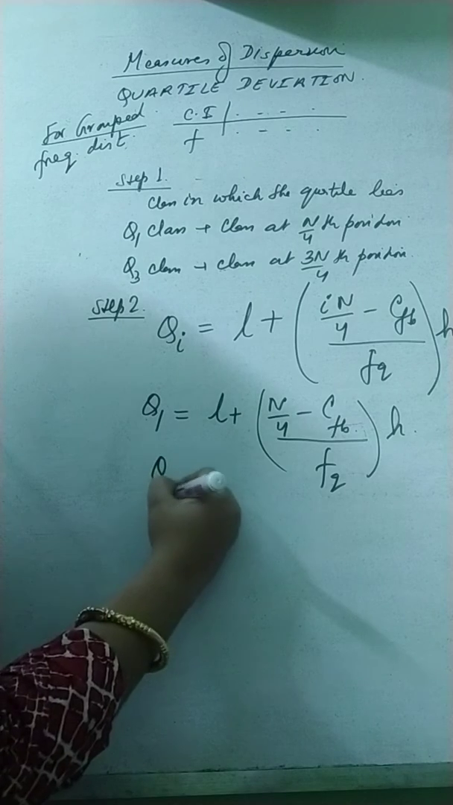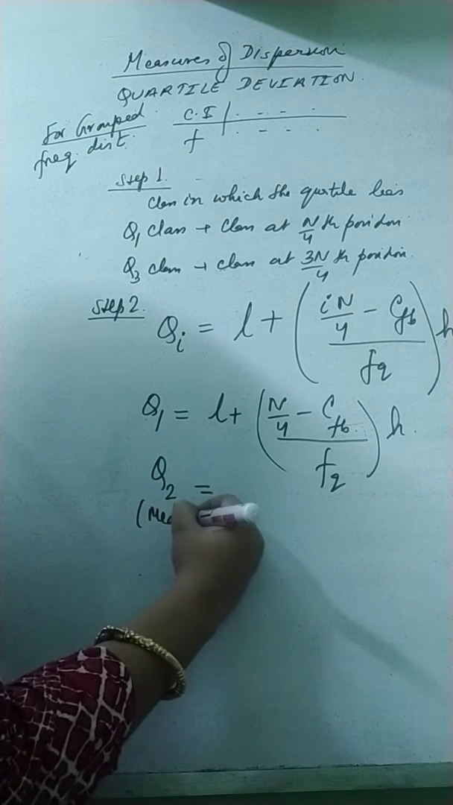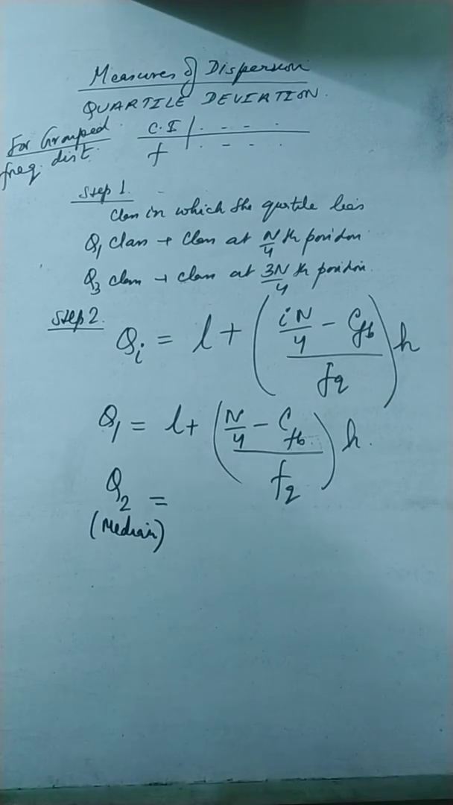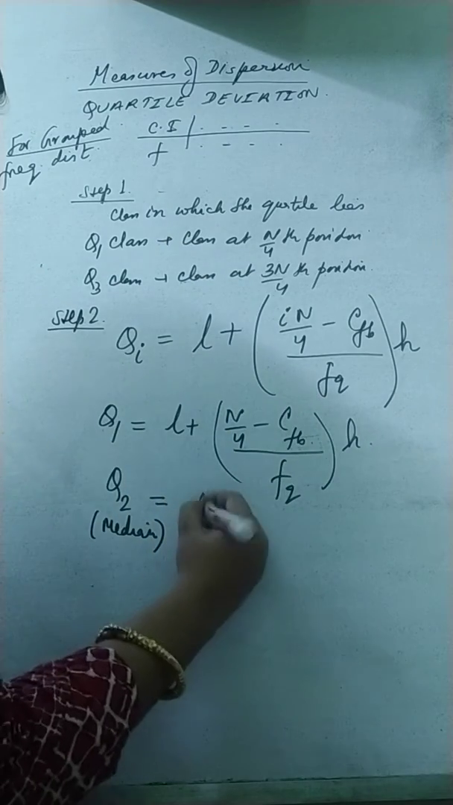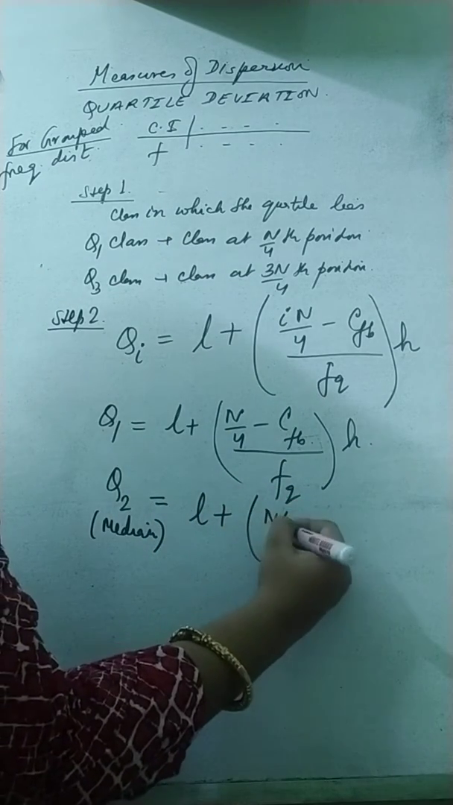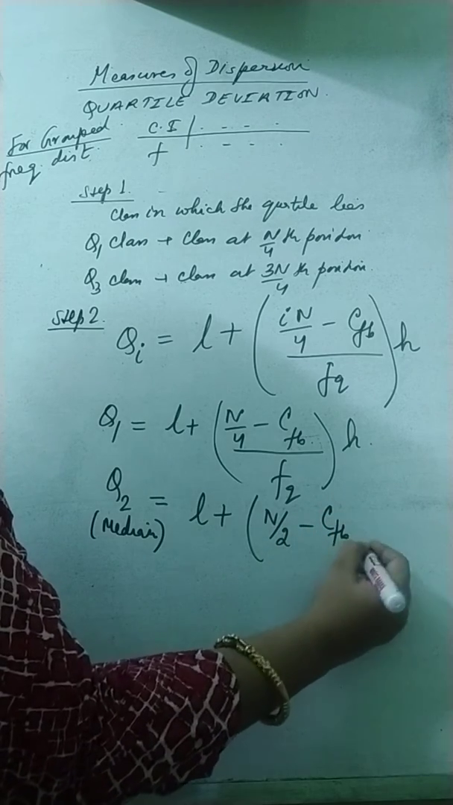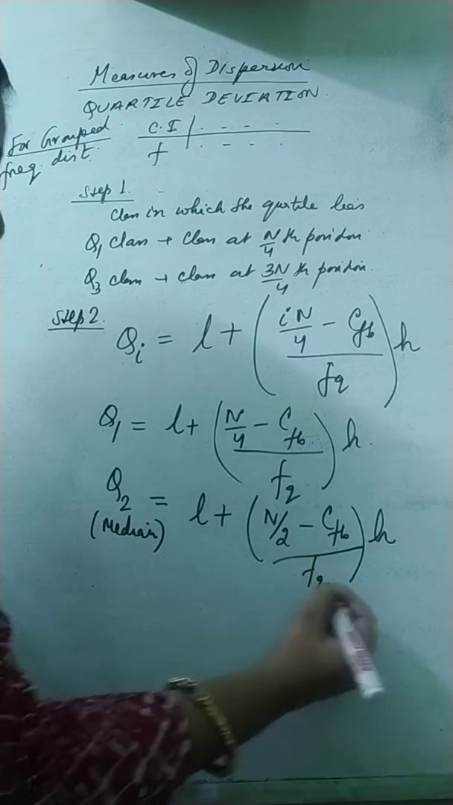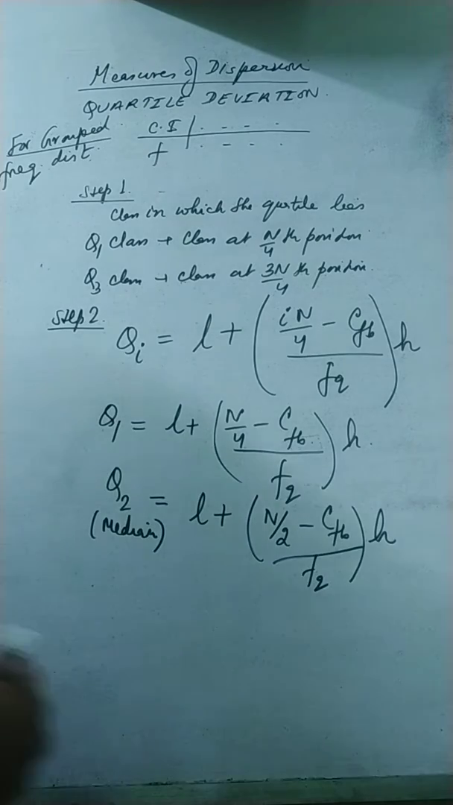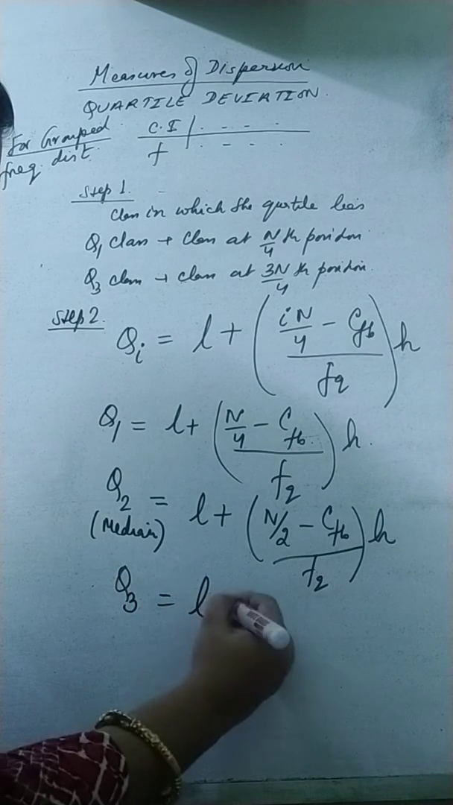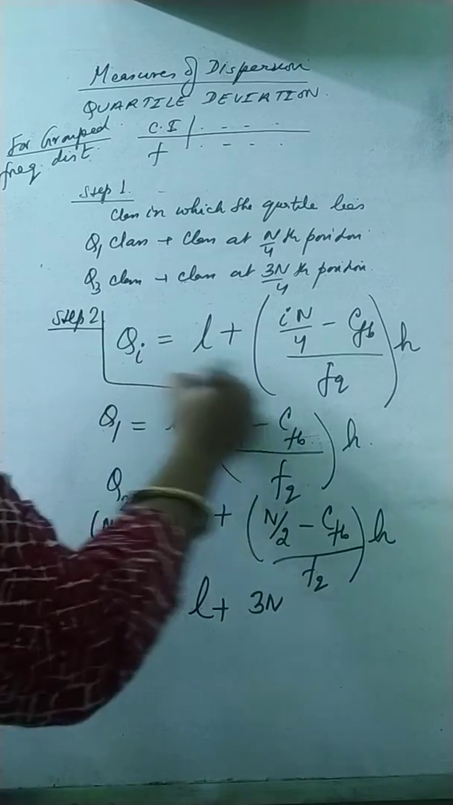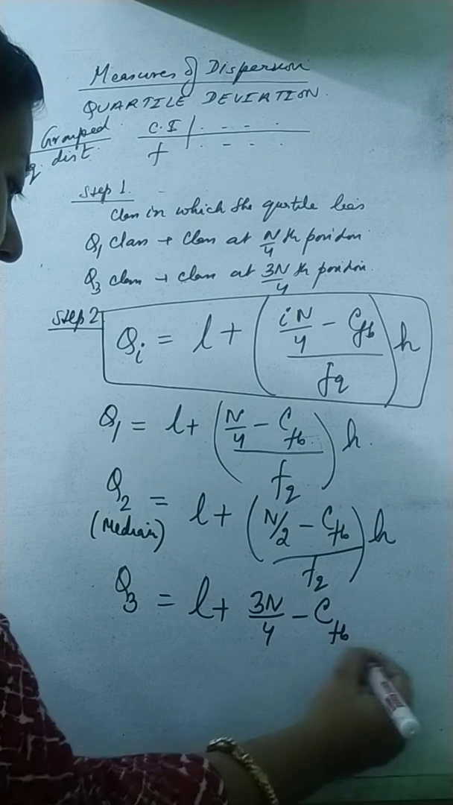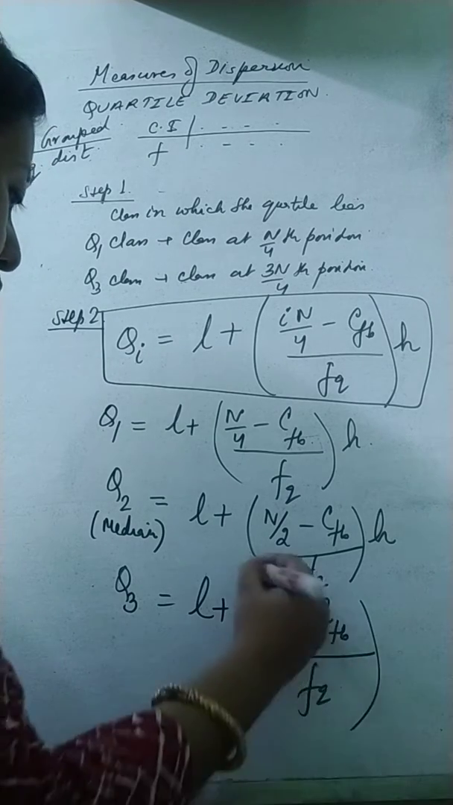If I want to find Q2, what is it? The median, 50% of the distribution. Q2 will be given by putting 2 in place of i, so it is L plus (2n by 4, that means n by 2, minus CFB) by FQ into H. It is not F into Q, mind you. It's F suffix Q, just a symbol. And Q3 will be L plus (3n by 4 minus cumulative frequency before) by FQ into H.